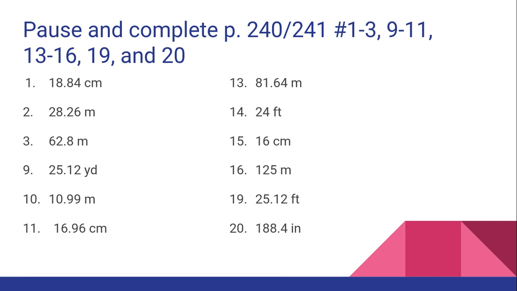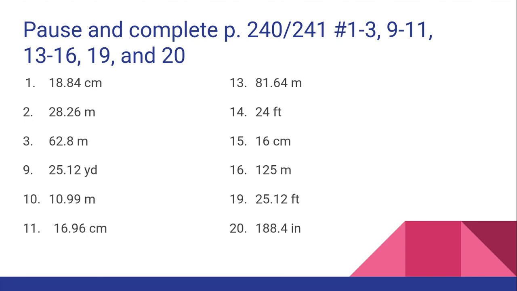13, a radius. So we multiply it by 2. 2 times 13 times 3.14 equals 81.64. On 14, we had a regular hexagon, 6 sides. All sides are 4 feet, so you could have just done 6 times 4 equals 24 feet.